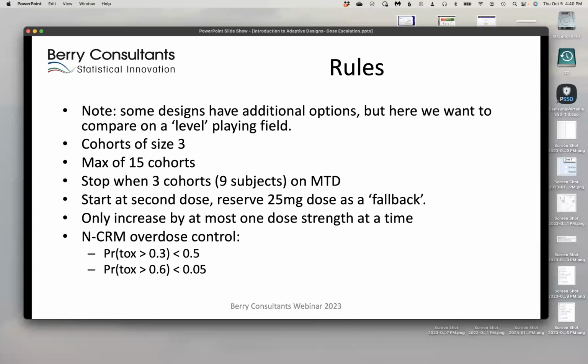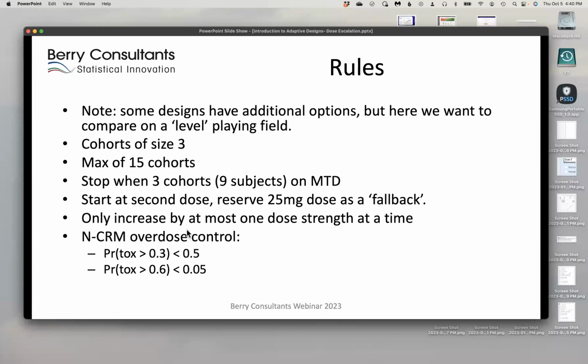So there may be additional options that would be interesting to explore, but to keep everything on a level playing field for all of the different designs, we're going to use a cohort size of 3, a maximum of 15 cohorts, and we're going to stop when we have 3 cohorts on MTD, and we start at the second dose at 37.5 milligrams, reserving 25 milligrams as a fallback dose. And we only increase by 1 dose strength at a time.